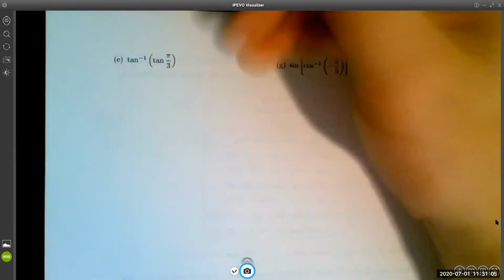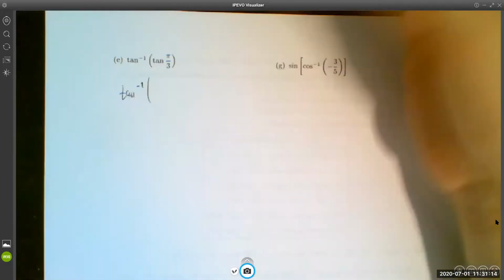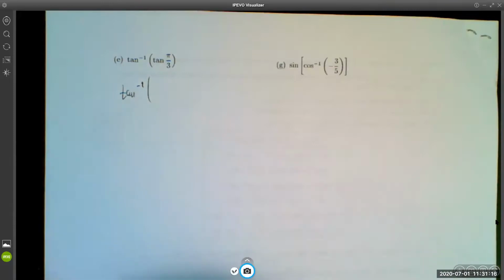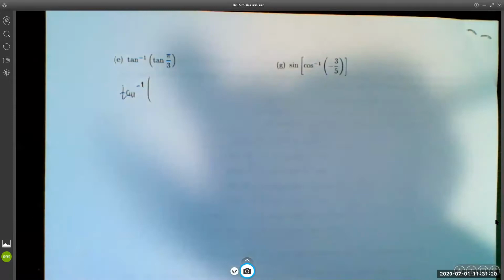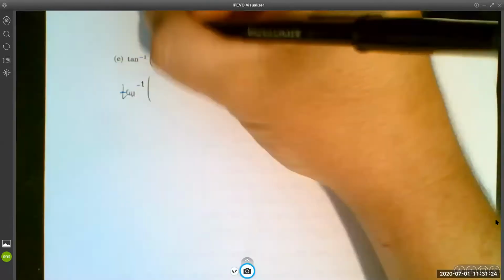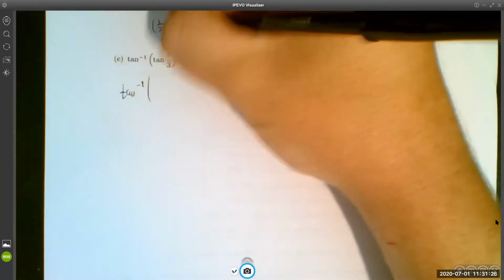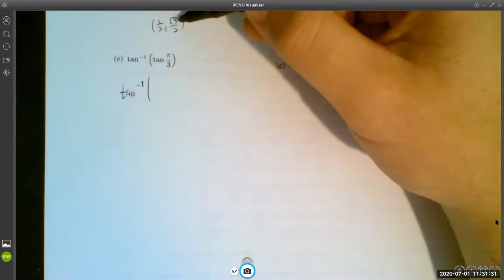So tangent inverse of tangent of pi over 3. Now let's see. Pi over 3, we are at the point 1/2, root 3 over 2. So tangent is going to be root 3 over 2 divided by 1/2. That's just going to be root 3.